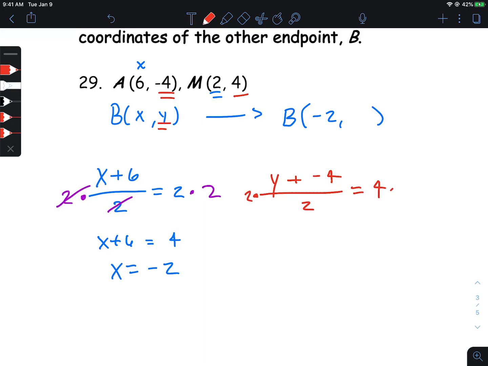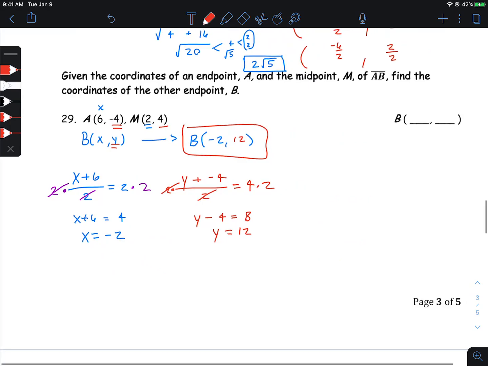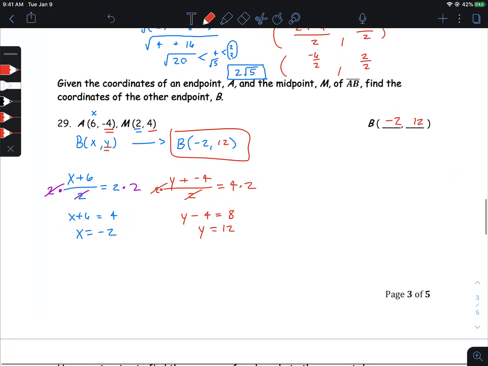Then we'll do the same thing. We'll times both sides by 2. That'll get us y minus 4. Instead of doing plus and negative 4, I'll just put y minus 4. That'll equal 8, and then we'll add 4 to the other side. That'll get you 12. So then the other point here is negative 2 comma 12, and that's how you're going to work backwards on those. So that is a little bit of a tricky problem, so you might need to try that one once or twice more.